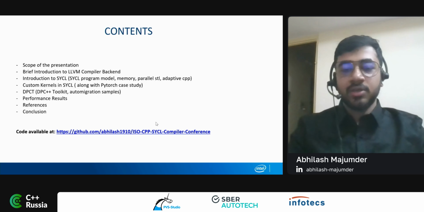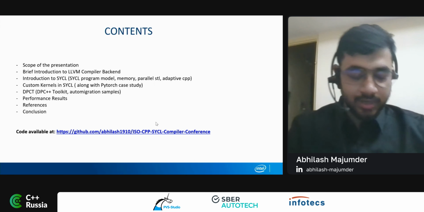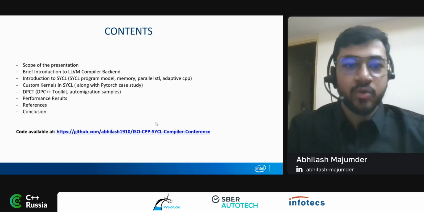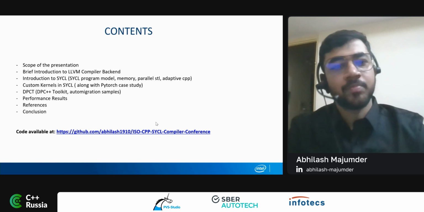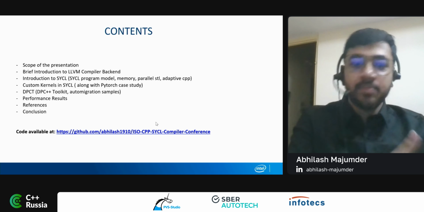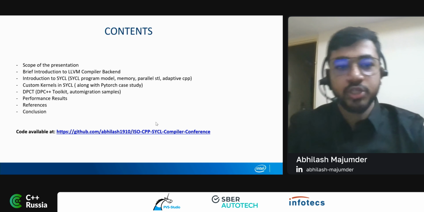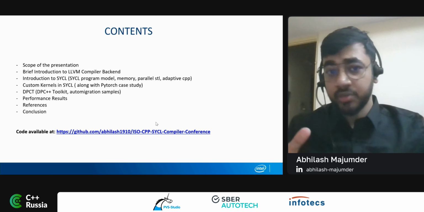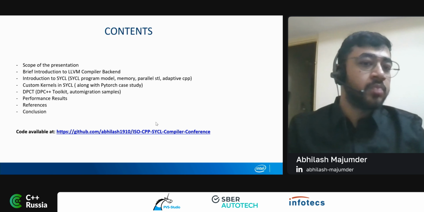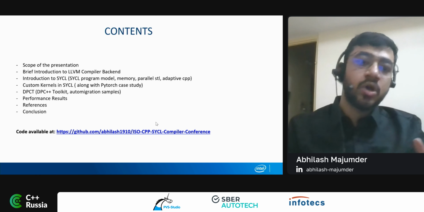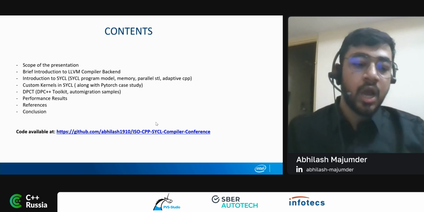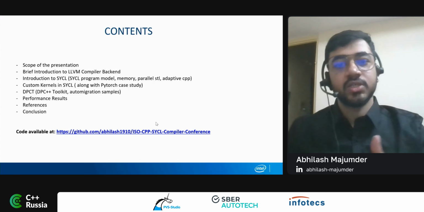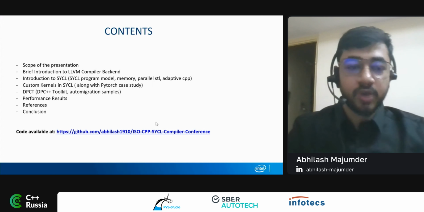So what are the contents that we are going to cover today broadly? First, the scope of the presentation. Then a brief introduction to the LLVM compiler backend and how the SYCL language comes into the picture there. We are going to have an introduction to SYCL, which will cover the main part of the talk: the programming model, the memory model, some instances of parallel STL, how it is different from the standard library, STD C++, as well as the AdaptiveCpp variant of SYCL.